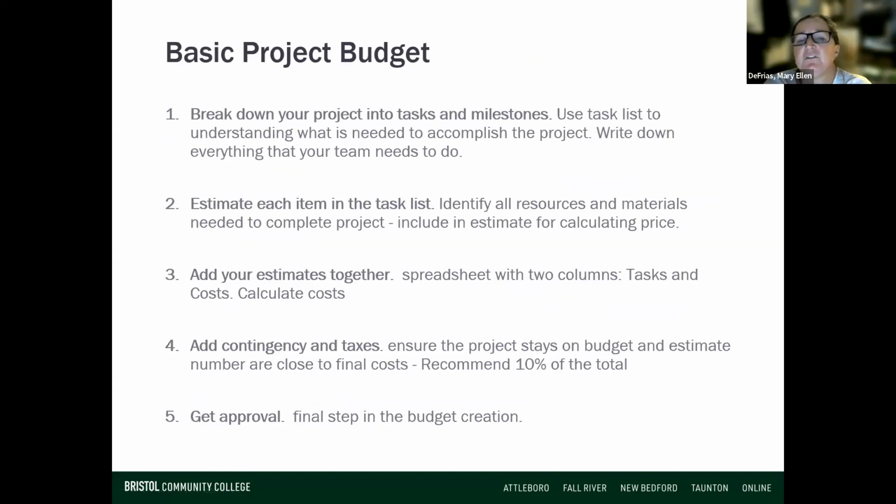So the easiest way to do this is to break down the project into tasks and milestones. And then once you understand everything that you need, you can price it out and know how much you're going to need to have on hand. You want to make sure you take everything into account. It's better to overthink this and assume that it's going to be more expensive than it is to miss something and then not have enough money.